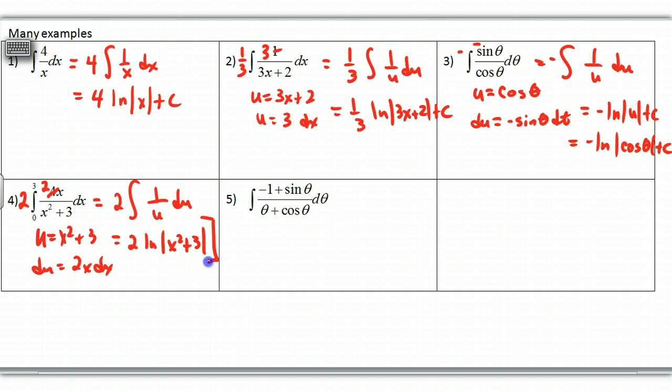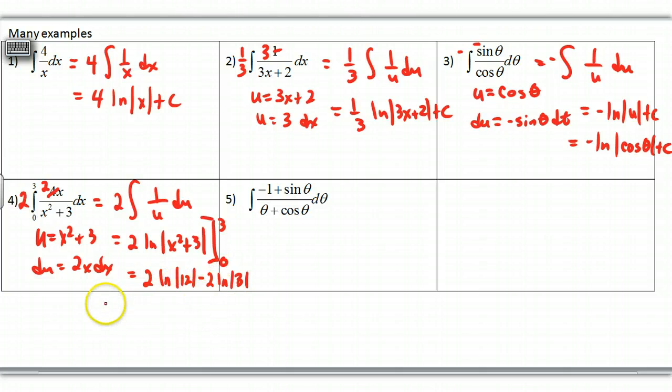This is a definite integral. I've got to use my x limits again. So this would be 0 to 3. So I get 2, and then plug those in. So if I plug in the 3, I get 9 plus 3, which is 12. And then if I plug in the 0, I don't get 0, I get 3, minus 2 ln 3.